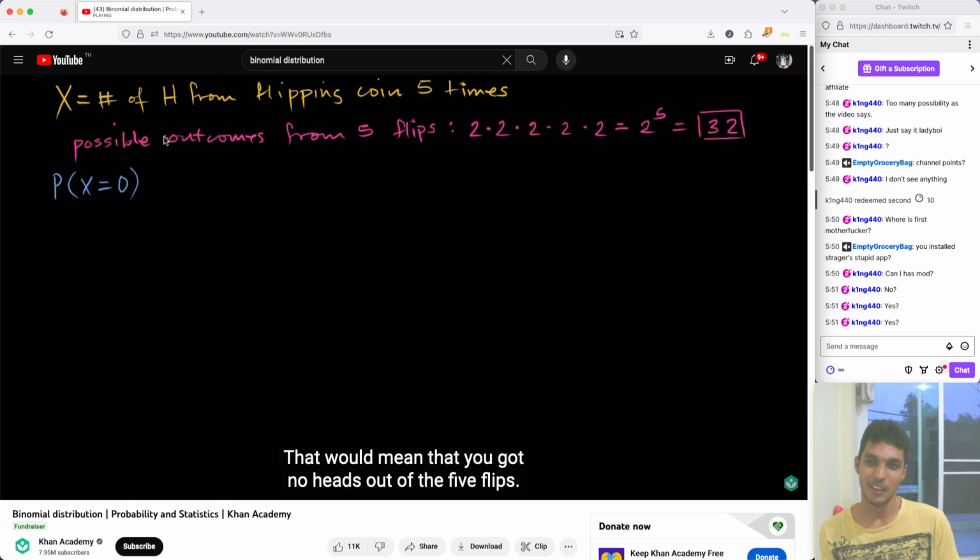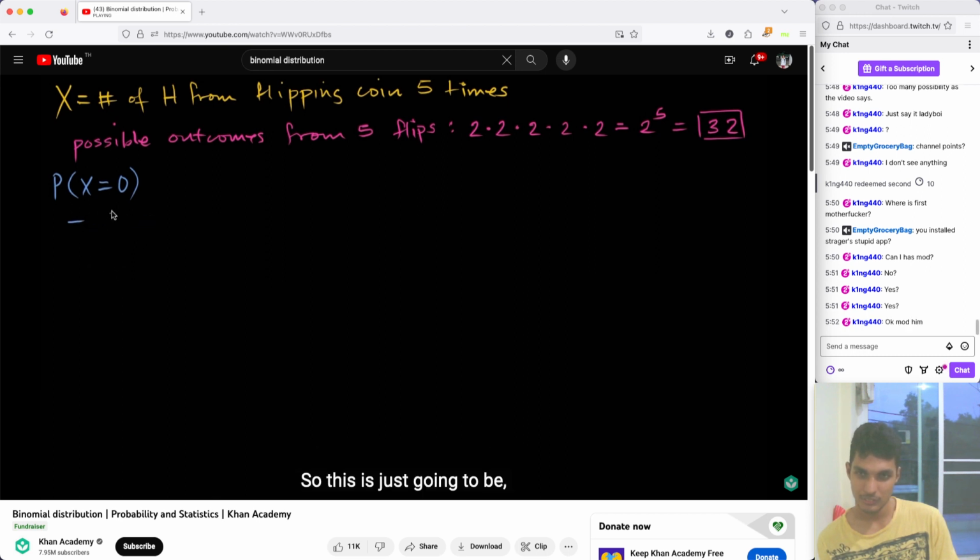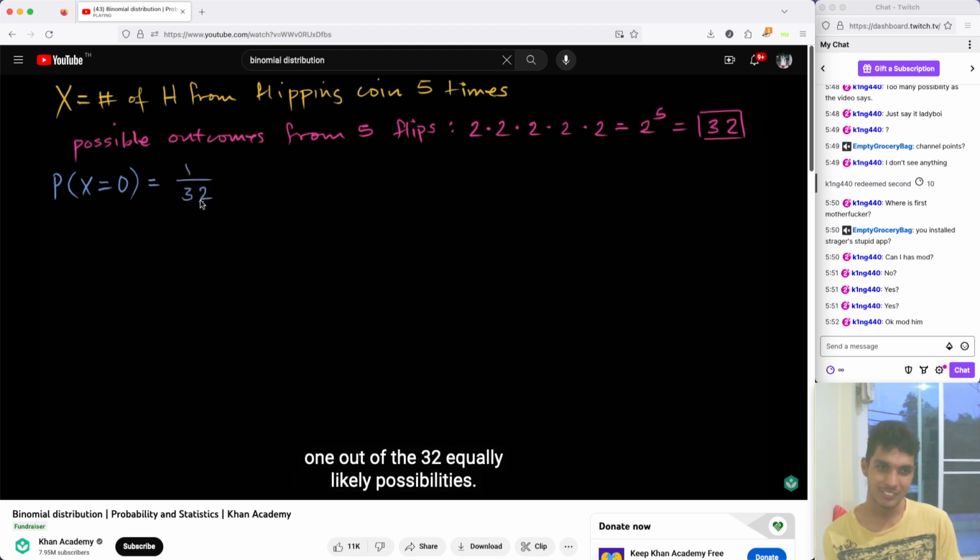Is equal to 0. So that would mean that you got no heads out of the 5 flips. Well, there's only one way, one out of the 32 equally likely possibilities, that you get no heads. That's the one where you get 5 tails. So this is just going to be equal to 1 out of the 32 equally likely possibilities.